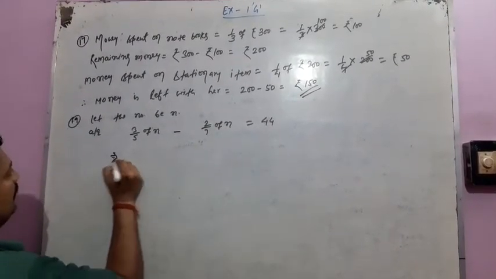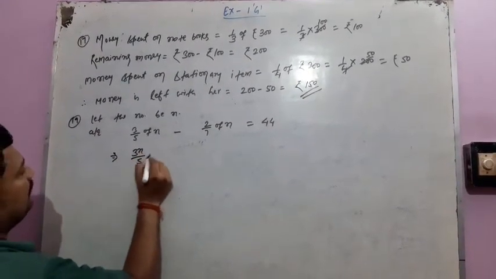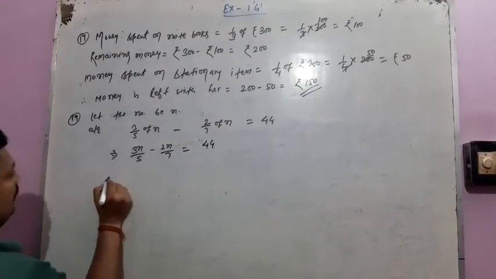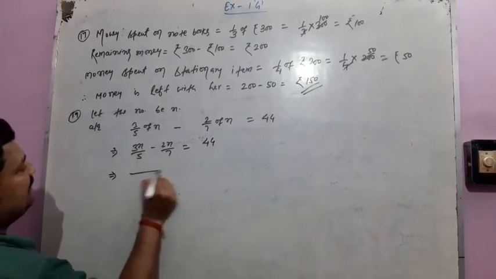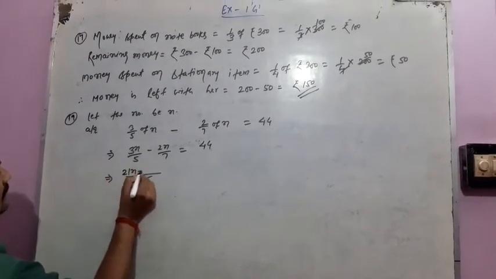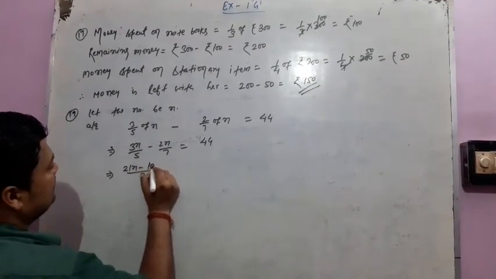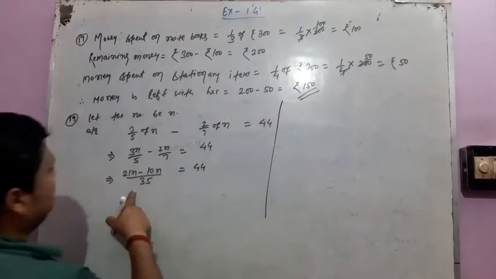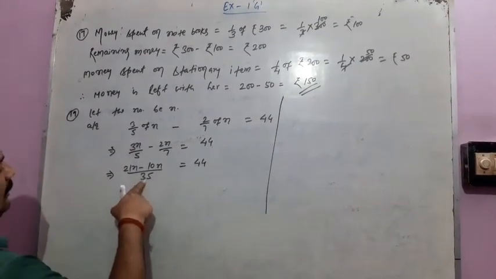So 3x/5 minus 2x/7 is 44. Now taking the LCM here, the LCM of 5 and 7 is 35. 5 7s are 35, 7 3s are 21x, 7 5s are 35, 5 2s are 10x, equal to 44.